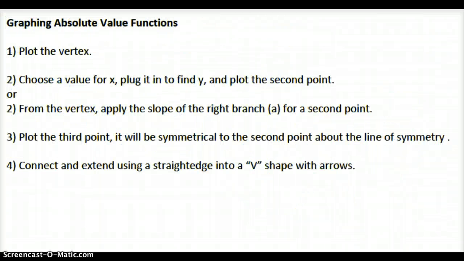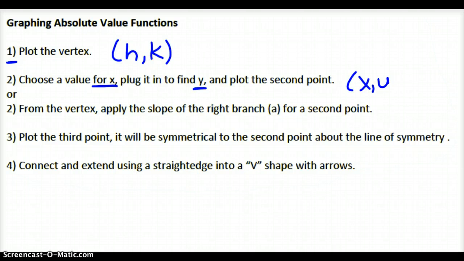So to graph the absolute value function, here are our steps. The first thing you want to do is plot the vertex, which is always (h, k). Then your next step, you could plug in any value for x into your function to find y, your output, and then plot this point on your graph.